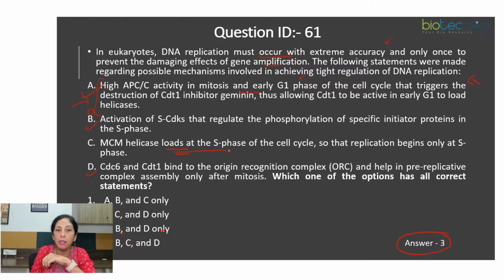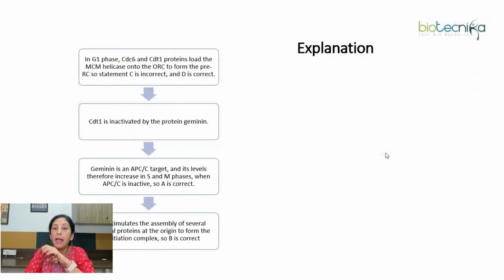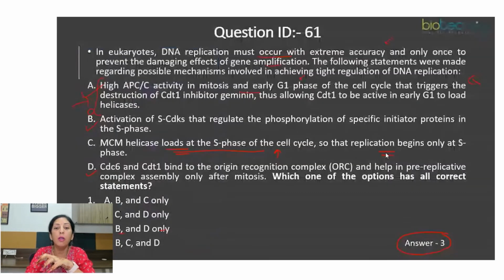MCM helicase loads at the S phase of the cell cycle, so that replication begins only at S phase. Yes, we all know that replication begins at S phase. And MCM, these are the eukaryotic helicases, right? But the helicases are loaded at G1 phase. So they are not loaded at the S phase. So that makes this statement the incorrect statement, right?